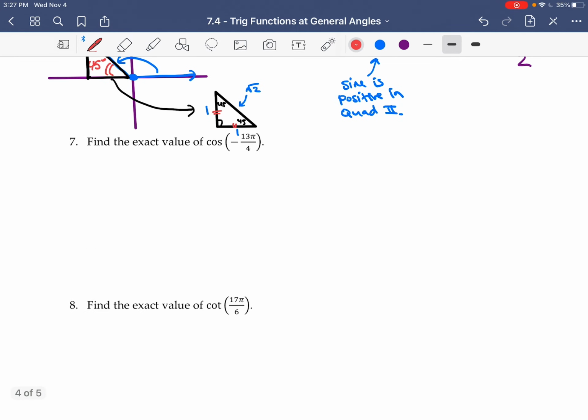So suppose I want the exact value of cosine of negative 13 pi by 4. Well, I can take out multiples of 4. So 12 pi by 4, and then I have 1 more pi by 4. Oops, negative, sorry. So that negative 12 pi by 4 is actually negative 3 pi, and then I go 1 more pi by 4.